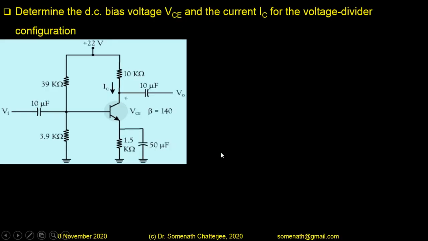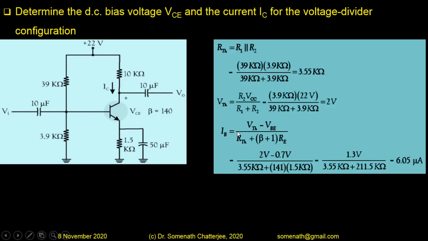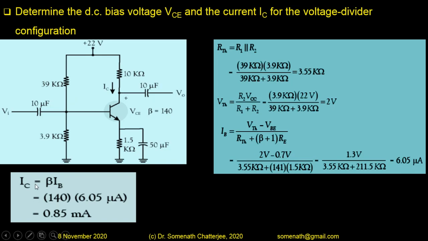And next, another problem, where they determine the DC bias voltage VCE and the current IC for the voltage divider configuration. So these are the circuits given, and here we will find the IB. I told you in the previous slides that IB is insignificant compared to IC and IE. I just show you here, 6.05 microampere. You can see it is in the microampere range, so it is very small. So we can ignore this part when we are considering IC and IE. But here we are considering this because we have to find out IC. So IC is equal to beta IB.